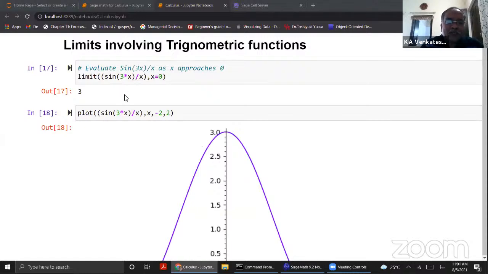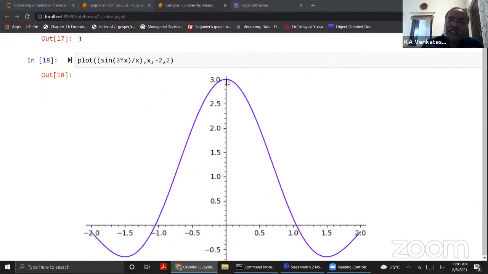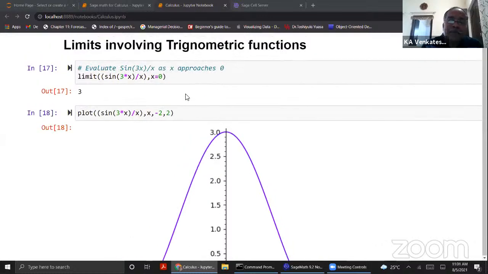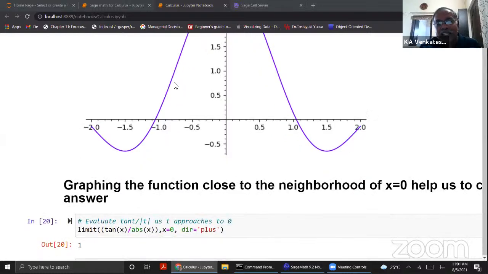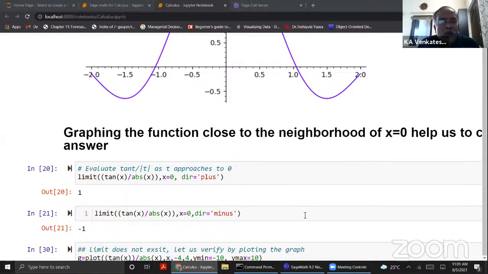So sine 3x by x as x tends to 0. Here I'm not taking this. To verify whether the limit you take is true or not, you can look at this. The graph is touching 3, so obviously the limit is 3. All this is to convince ourselves, to help us understand better what the function does closer to the neighborhood, and whether it is correct. Now the next is tan x by mod x.